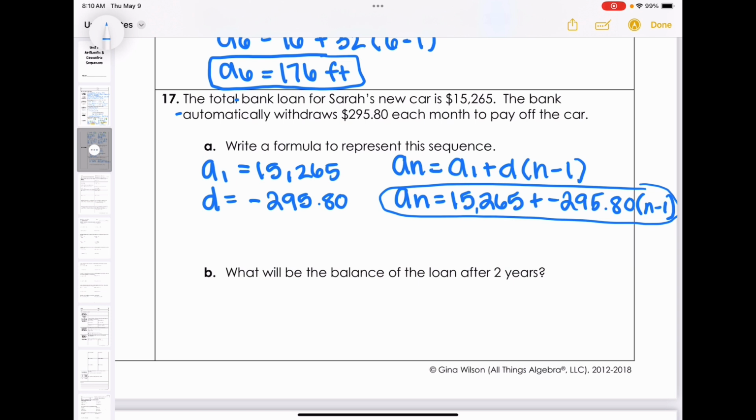And we want to find the balance after 2 years. So the problem is talking about months, so that's a total of 24 months. So I want to find A24.